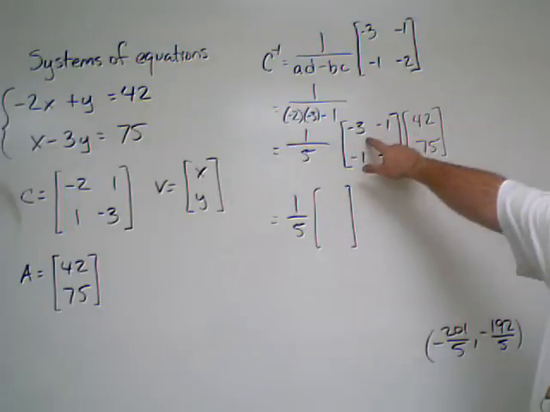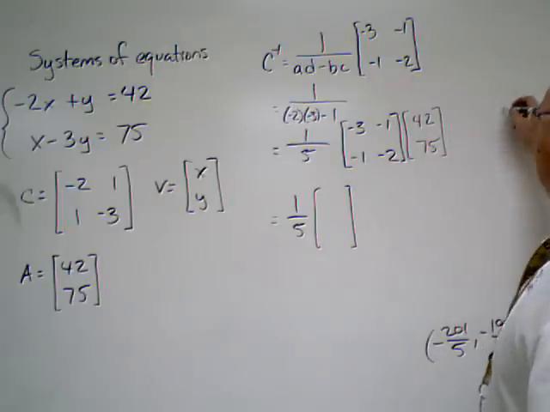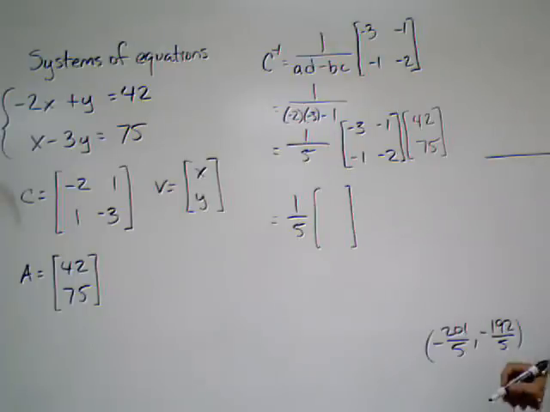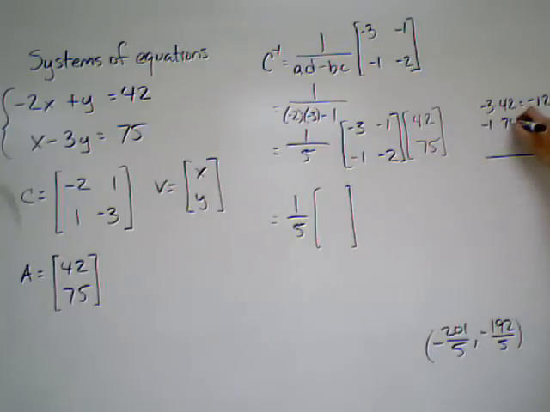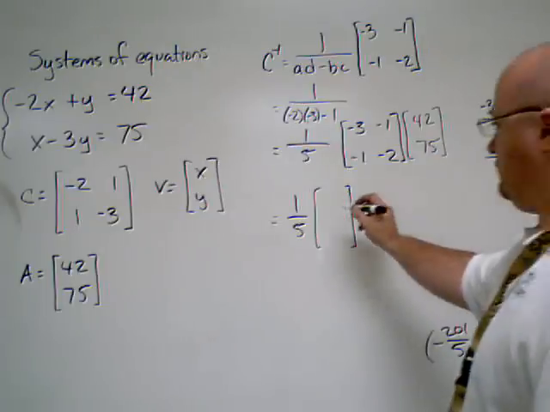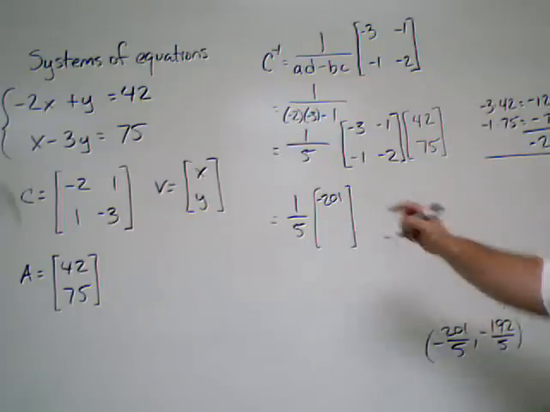Okay? Now we do -3 times 42, which should be, let me go ahead and create a little piece of scratch paper here. So -3 times 42 is going to be -126. And then -1 times 75 is -75. Now if we add those two together, what we get is -201. And that's the first part of our solution.